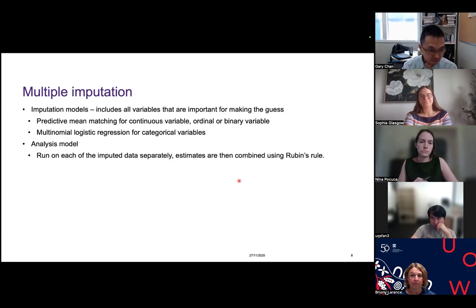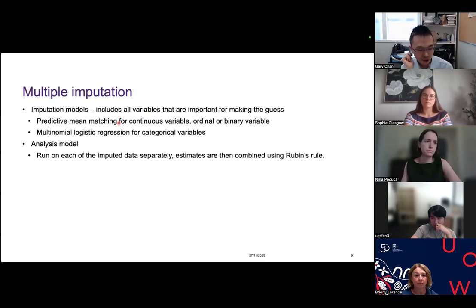All right. And there are some very technical recommendations on how we make these guesses. For continuous, ordinal, or binary variables, use predictive mean matching. If you're doing that in SPSS, there's a button that asks you what algorithms or models you want to use to make the predictions.